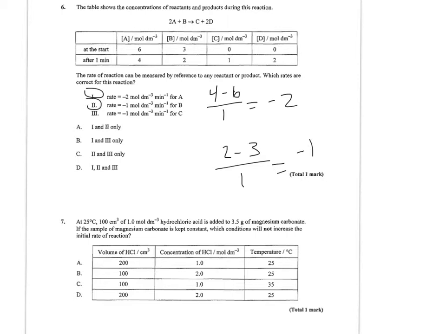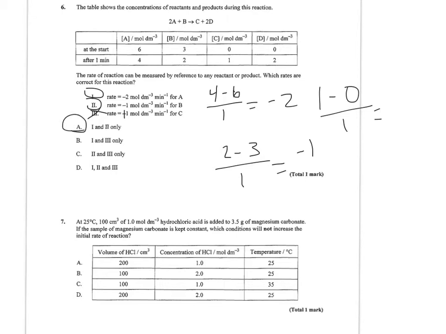And 3 says minus 1 mole per decimeter cubed per minute for C. And right away, the minus tips me off that this isn't going to be true because I'm making products. So I should actually take 1 minus 0, divide by 1. So this should be a positive 1 there. So 3 would not be considered a correct rate. So only 1 would be true.